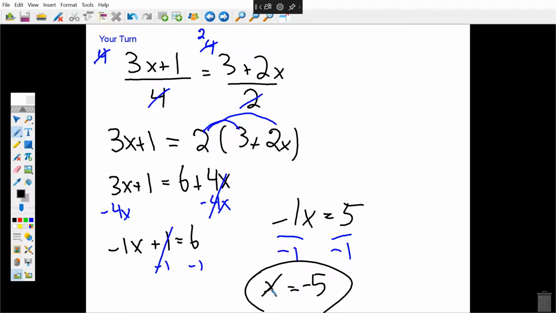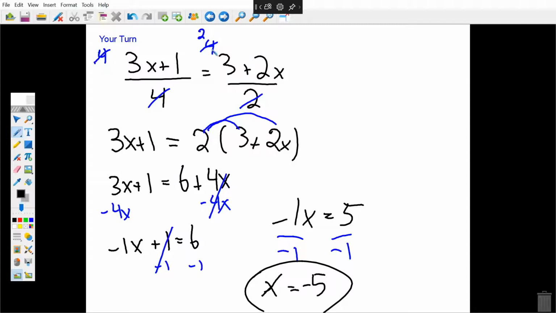All right, the answer we are looking for is x equals -5. Let's go through the steps. The first step is to multiply both sides by 4, because 4 is a multiple of 4 and 2. That will eliminate the fractions. So 4 and 4 cancel out, leaving us with 3x plus 1 on the left side.